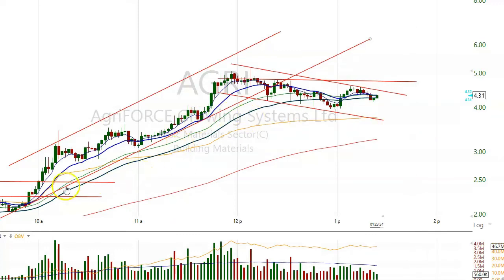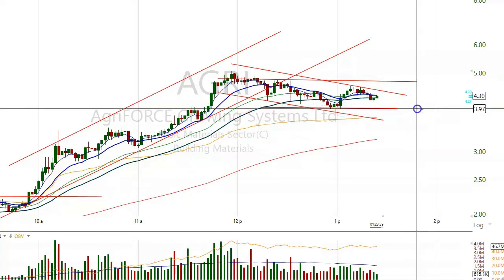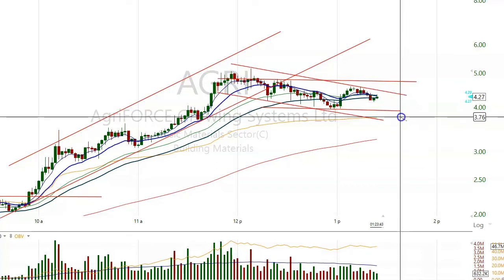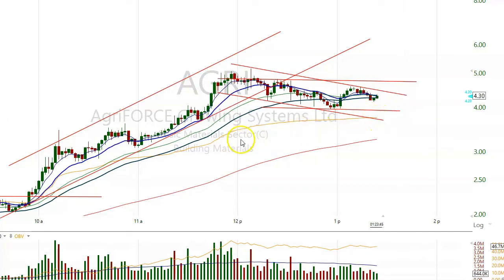So I'd be looking, okay, where's support? Here's your support, just under 4 here at 375, which coincides with VWAP, the bottom of the channel line, and lateral support. So you have quite a few levels of support at this 375 level. Trades below that, you'd want to get out.